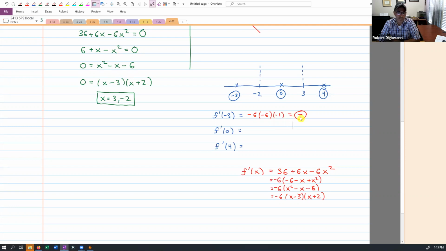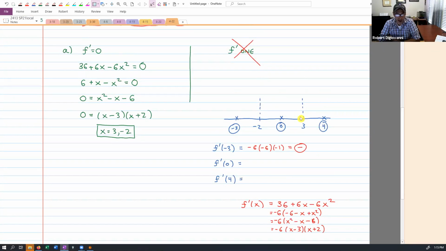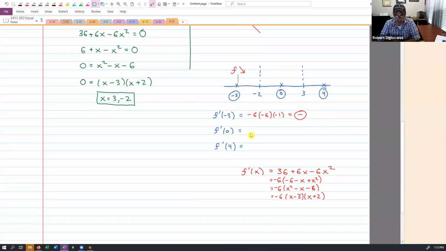What does that tell me? Going down. The graph drops. The graph of f, right? Over here, the graph of f is going down. That's what I can determine, because when I plugged in negative 3, I got a negative answer. So the derivative over here is negative, which means the original function is going down. Now, when we plug in 0, you should get a positive number. I'm not going to go through the work. That means the graph here should be going up. And if I plug in 4, you'll get negative again, so it goes down.